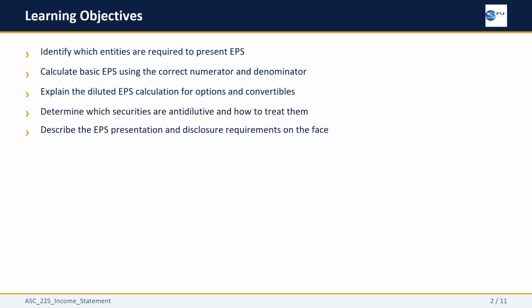You will be able to calculate basic EPS correctly, including the often mishandled preferred dividend adjustment. You will understand how diluted EPS accounts for options, warrants, and convertible securities. You will know what makes a security antidilutive and how to disclose it. And you will know exactly what must appear on the face versus in the notes.